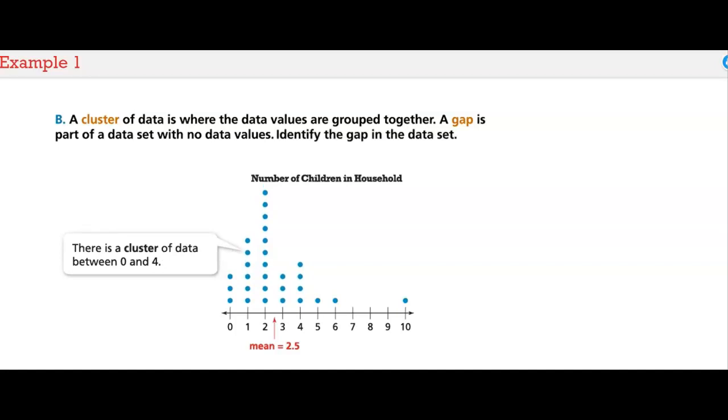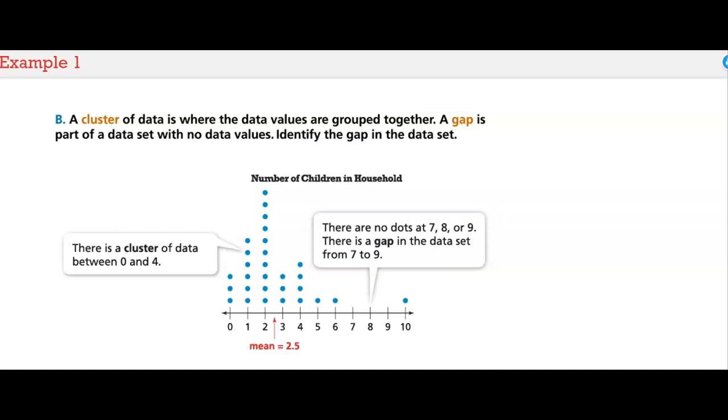Identify the gap in the data set. There are no dots at 7, 8, or 9. There is a gap in the data set from 7 to 9.